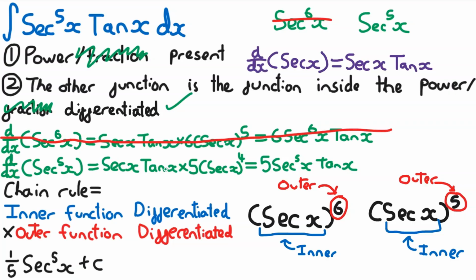So I think this is a really weird example because the kind of power doesn't actually change. It's still to the power of 5 like this here, due to when you differentiate sec. It's quite weird.